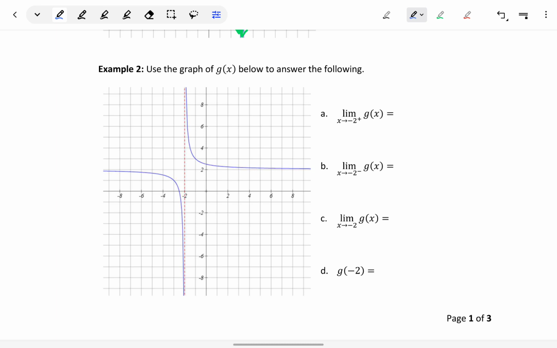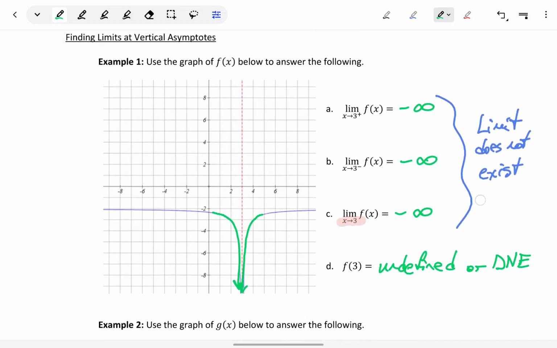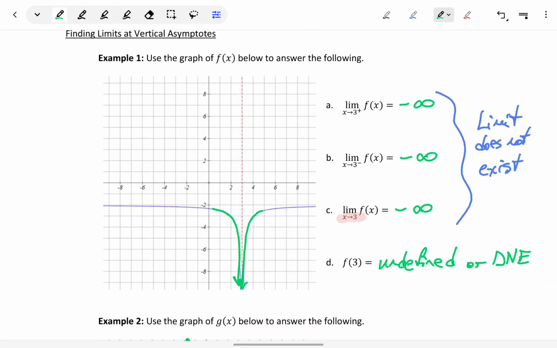In example 2, we want to consider the same concept, but now we're considering what's happening around x equals -2, or as x approaches -2. We'll consider the behavior as we approach from the right. In this case, that curve is just going to keep going up and up and up to +infinity, but as we approach from the left, we're headed down to -infinity. In this case, the one-sided limits are different from each other, so we would state here very clearly, DNE, does not exist.